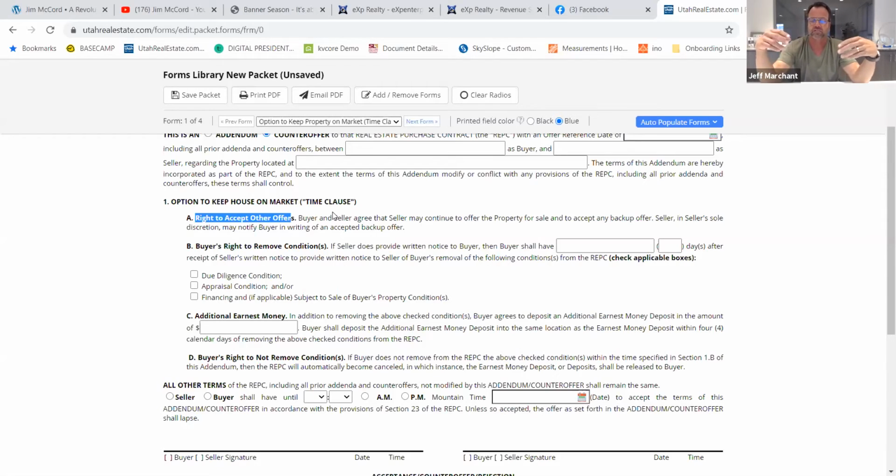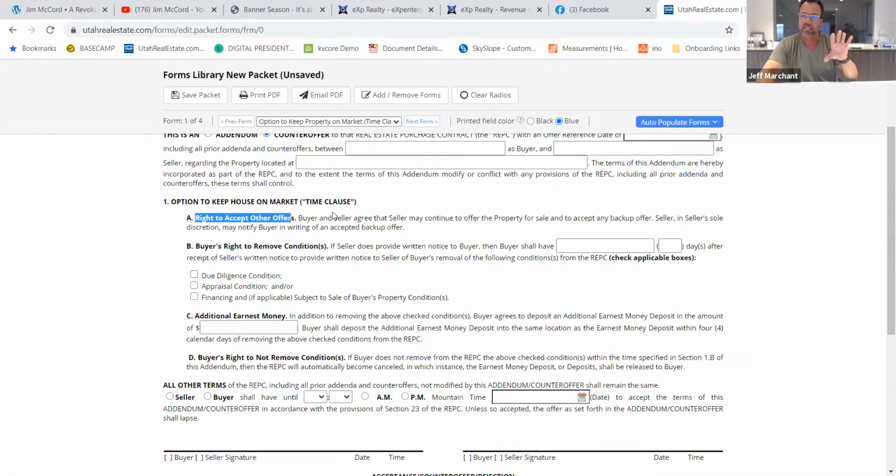Also, there's a status, and I'm jumping to a side note here, but you can put a property in backup status, meaning you're looking for a backup offer. It doesn't mean you have a time clause. It just means, hey, who knows? You know, in this market, who knows what's going to happen to the buyer? We might lose them. So I want a backup offer in place just in case.